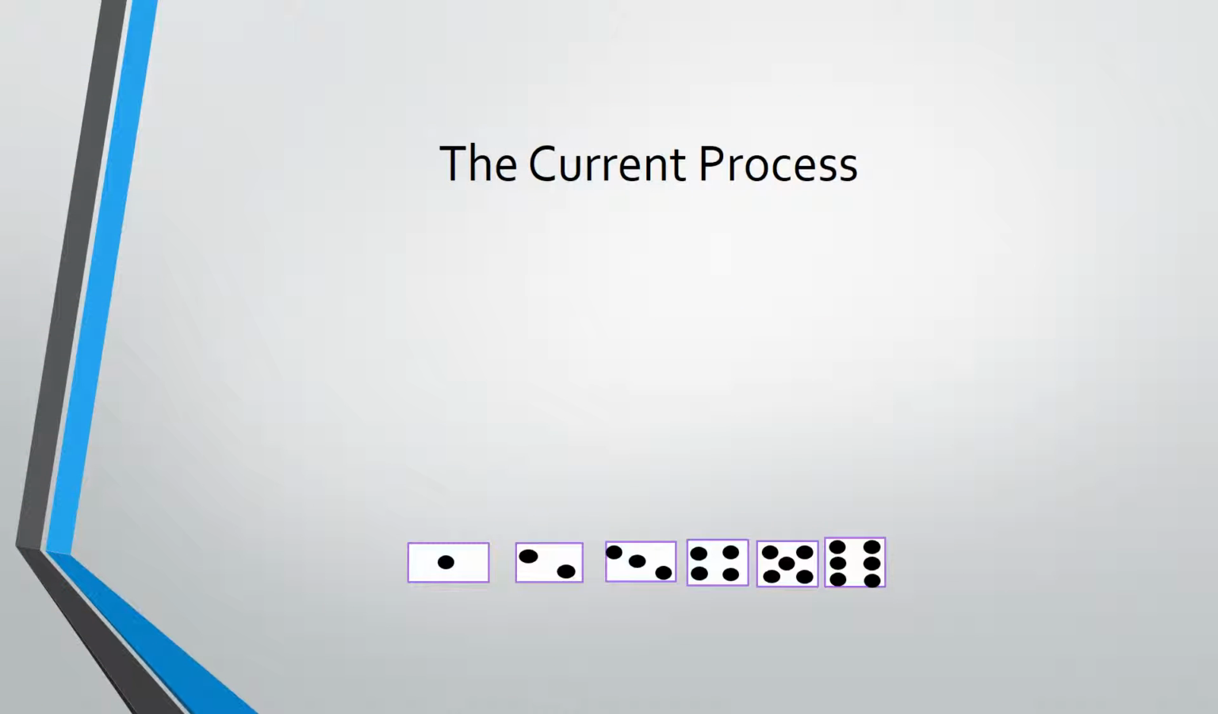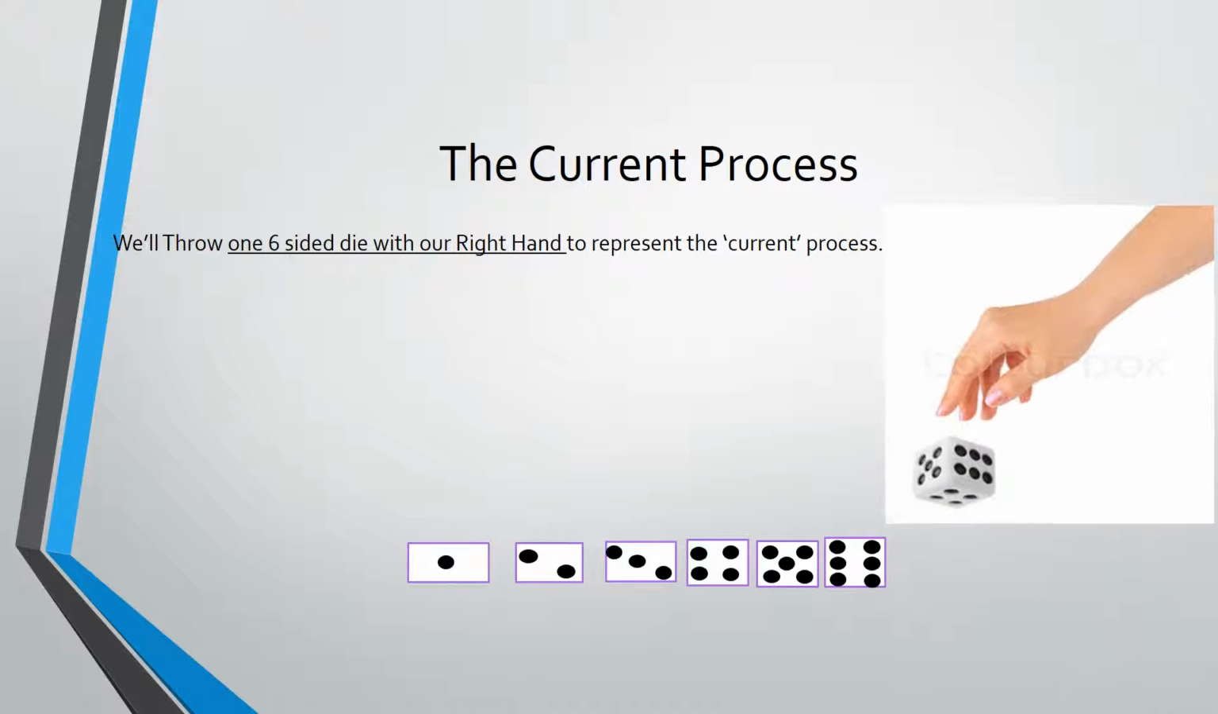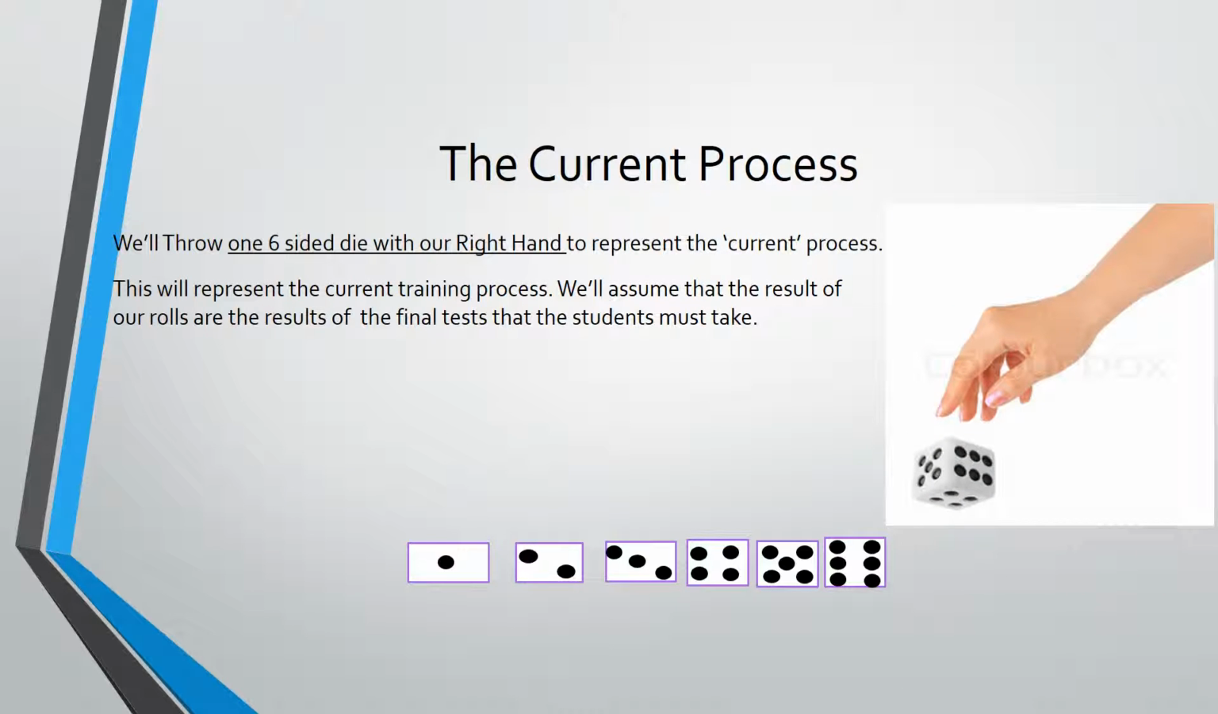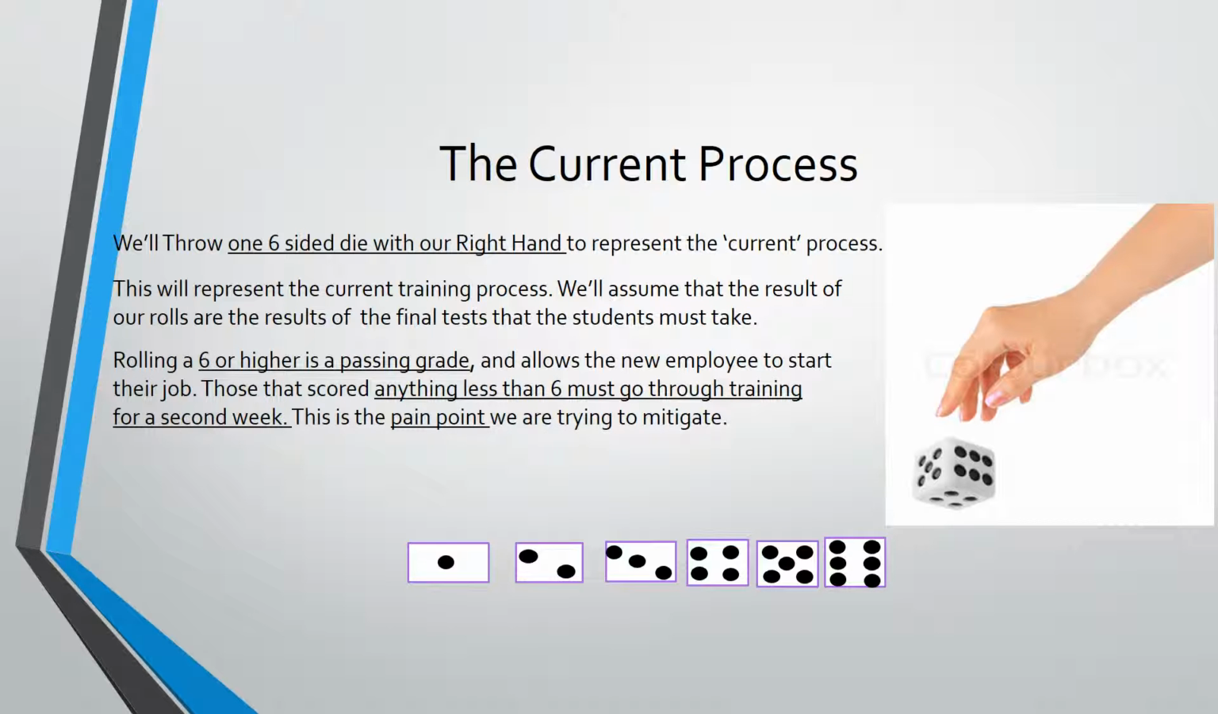So the current process. We're going to throw one 6-sided die with our right hand to represent the current training process, and we're going to use those scores. So if we roll a 6 or higher, that's a passing grade, and that allows that employee to start their new job. Anything less than a 6 means they have to go through training again next week. That's the pain point we're trying to mitigate.